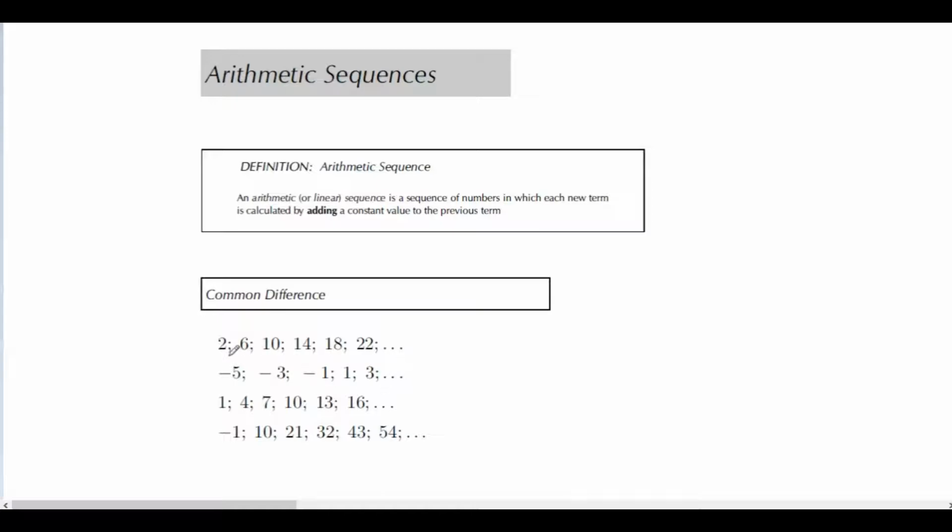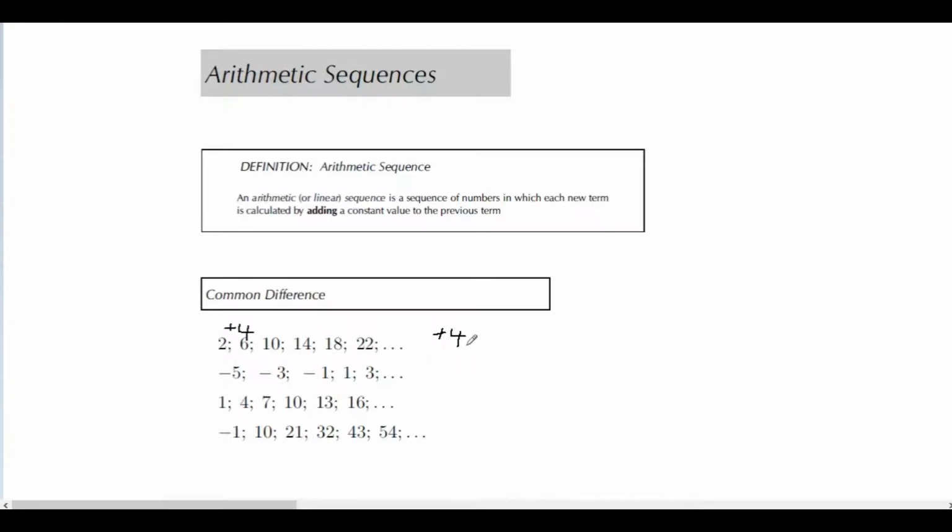We see that for this first example, we have 2, 6, 10, 14, 18, 22. So they share a common difference. So how would we find a common difference? To get from 2 to 6, we just add 4, right? Great. And we see that that trend continues throughout. To get from 10 to 14, we add 4. From 14 to 18, we add 4. So we see that for this sequence, the common difference is 4.